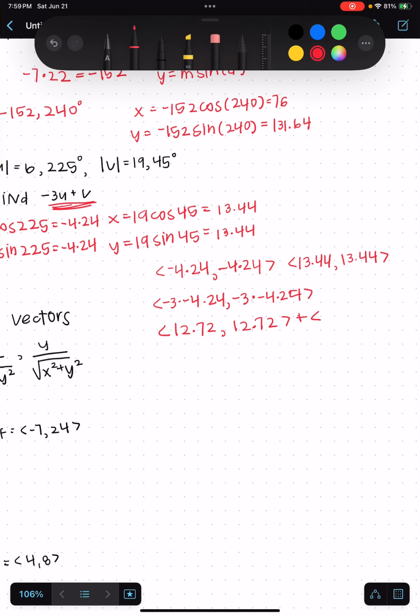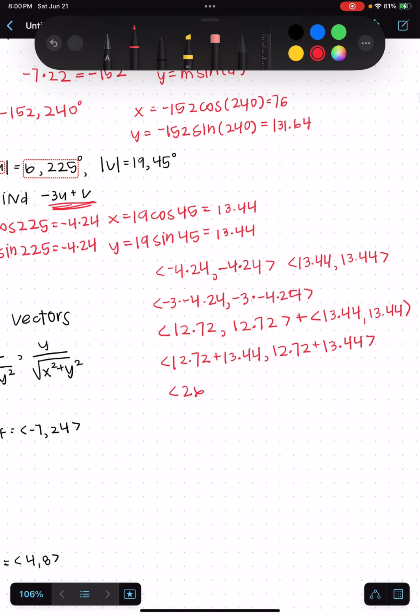plus 13.44 comma 13.44. So when I add them together, really I'm going to have 12.72 plus 13.44 comma 12.72 plus 13.44, which gives me 26.16 for both of them.